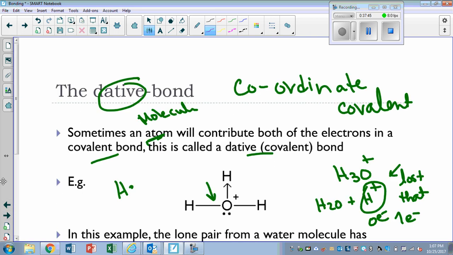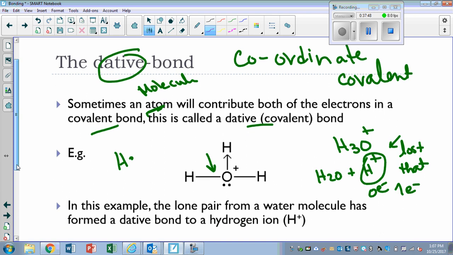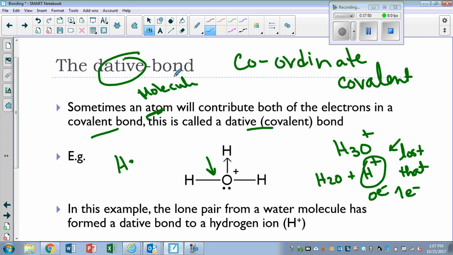All right, the next thing left is the coordinate covalent bond. The coordinate covalent bond is also called dative bond. Some atoms and molecules can contribute both electrons in a covalent bond. Usually one electron is shared by one element and another electron by the other atom, so they're equal contributions. But there is a possibility that both electrons will be contributed or donated by one atom.